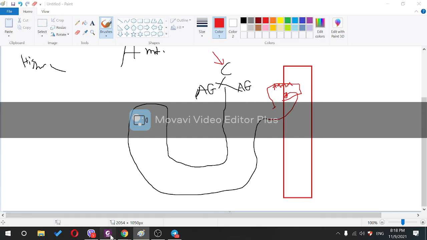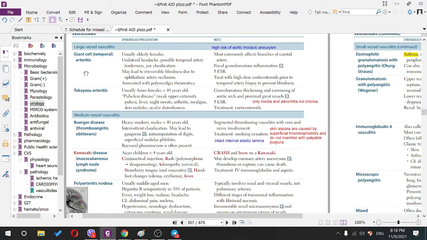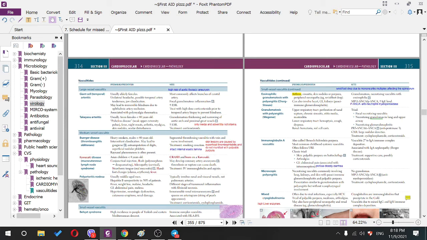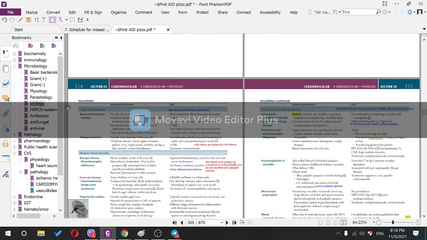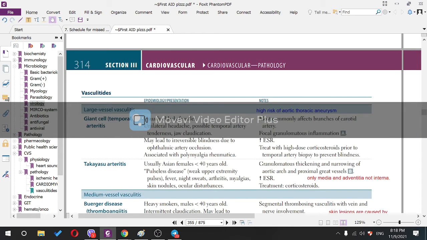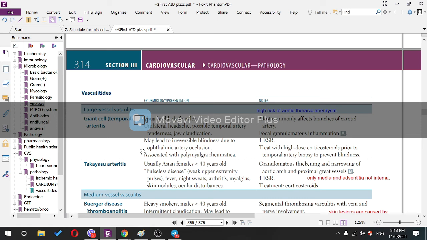So let's take a look at different types of vasculitis, what causes them, how they go. Yeah, so with vasculitis, we have three main types. We have the large vessel vasculitis, medium vessel vasculitis, and small vessel vasculitis. Starting with the large vessel vasculitis. First of all, we have giant cell temporal arteritis and Takayasu arteritis. If we speak about giant cell temporal arteritis, you must know one thing about this disease. This disease is super high yield. They love to ask you a question about it.